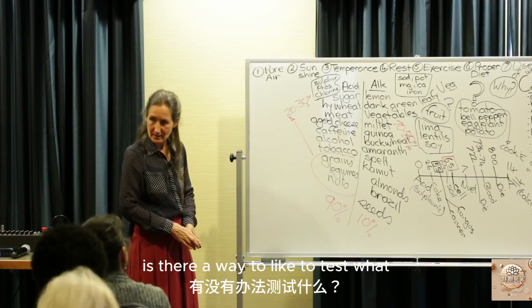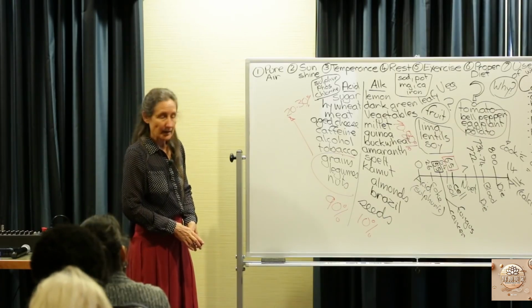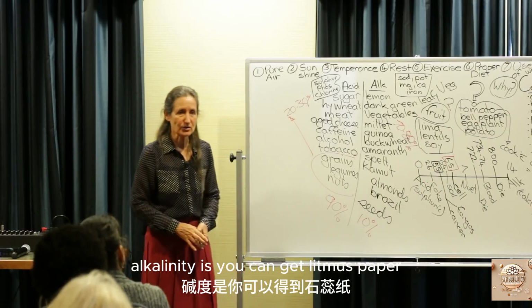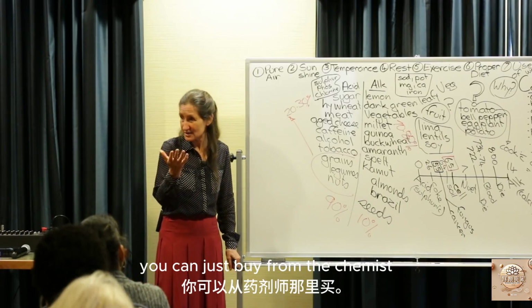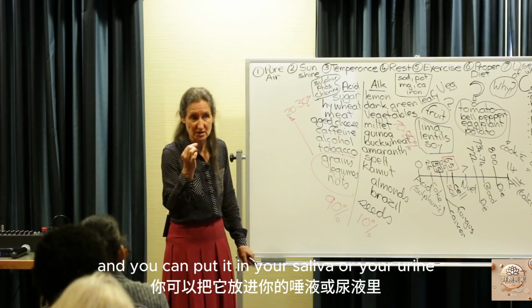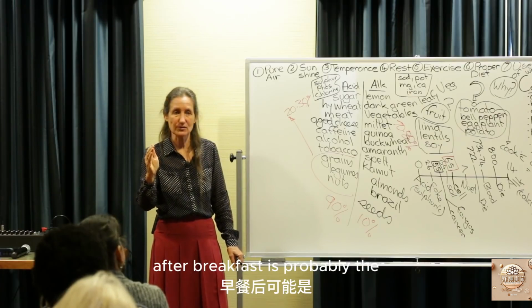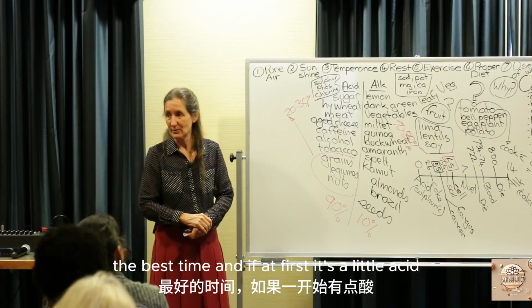Is there a way to test what your alkalinity is? You can get litmus paper. I think you can just buy it from the chemist and you can put it in your saliva or your urine. But again, do it 2 hours after breakfast is probably the best time.